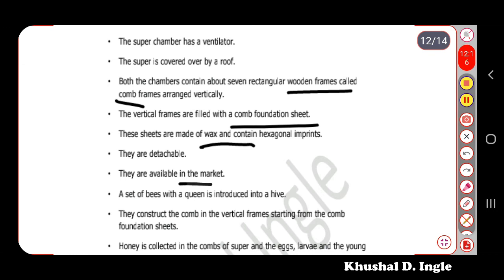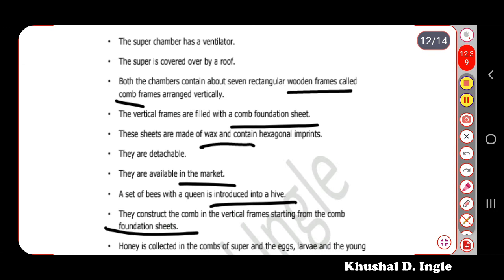These sheets can be detached and are available in the market also. A set of bees with a queen is introduced into the hive. So along with a queen, the workers will be introduced into the hive, and these workers construct the comb in the vertical frames starting from the comb foundation sheets.